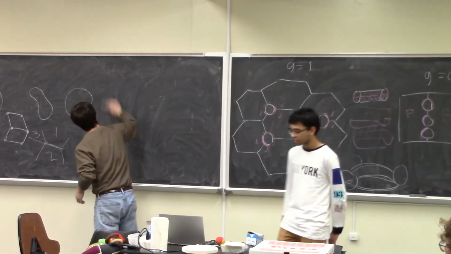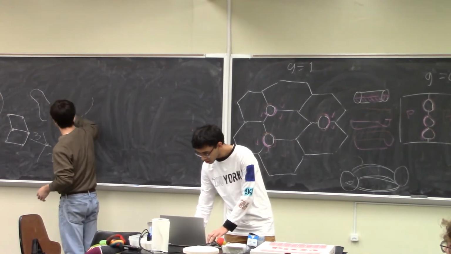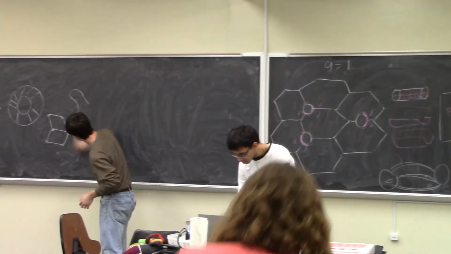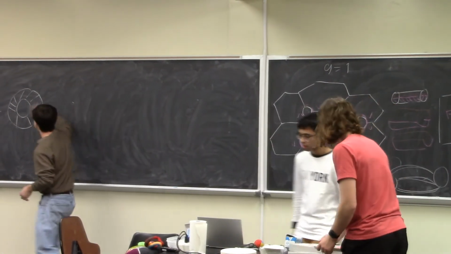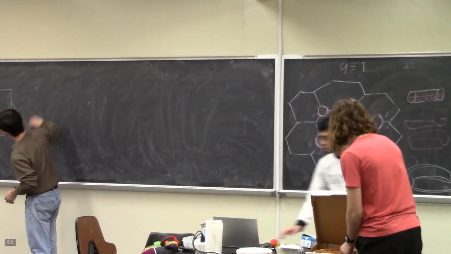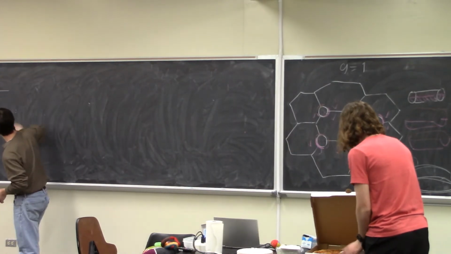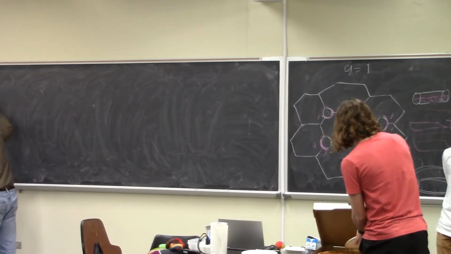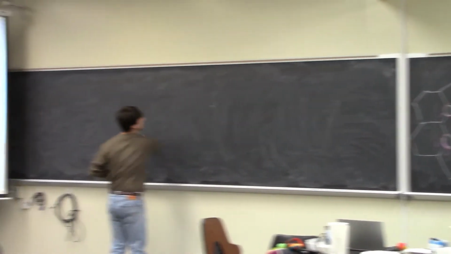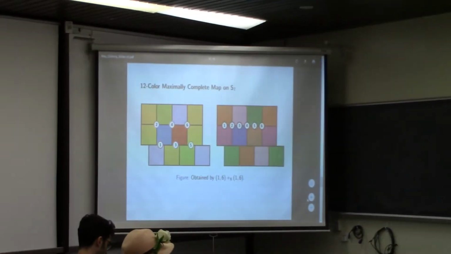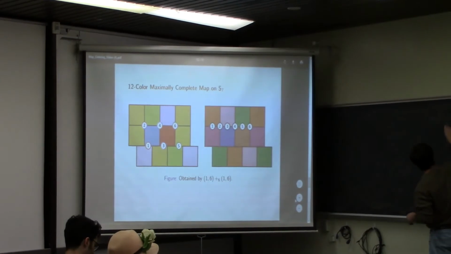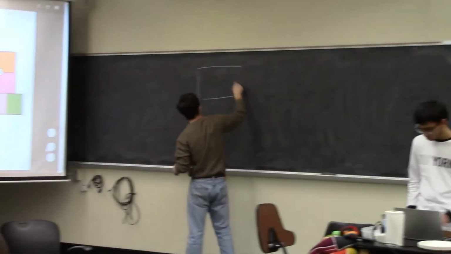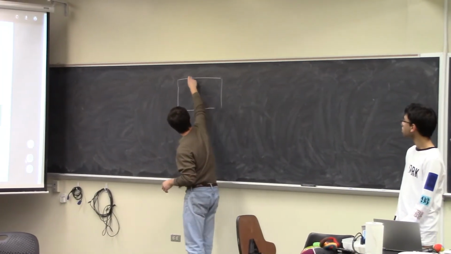So here, we're going to construct a 12-color maximally complete map on genus 70. And we're going to do it by connecting two 6-color complete maps on the torus. So, the base maps here are 6-color maps on the torus.